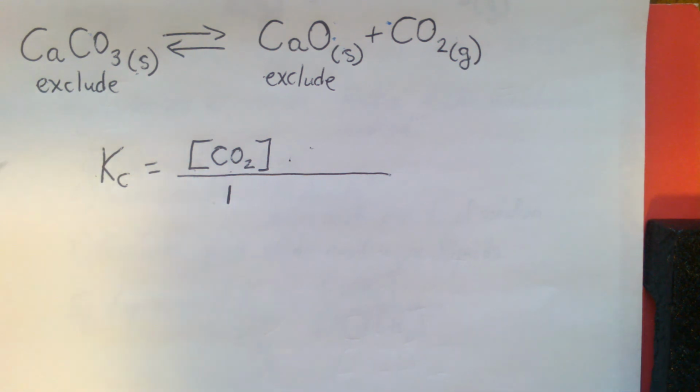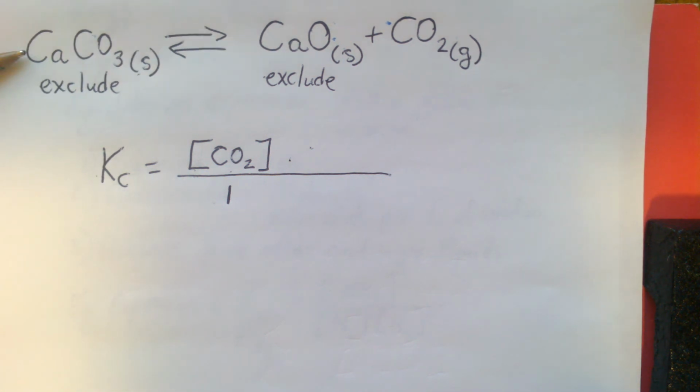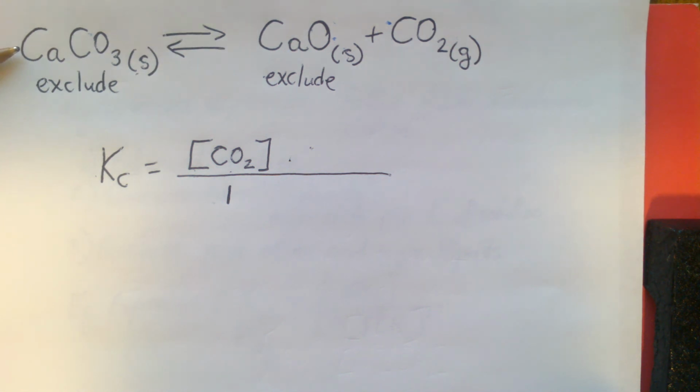So when we write these expressions, let's remember we check 3 things. The balanced equation, ensure it's balanced. Second, we look only for concentrations. When we put in our numerical values, we're going to be putting in molarities. Third thing is we exclude pure solids and pure liquids because those do not have concentration changes over time. Okay? All right.